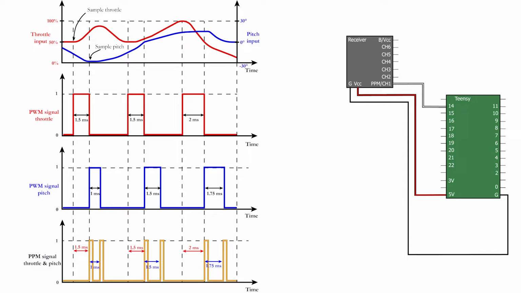Because only the position of the signals change and not their width, sampling both the throttle and the pitch directly after each other allows you to keep track of their original values by measuring the time from each rising signal value. This means that with one signal cable, information from multiple signals can be transported.